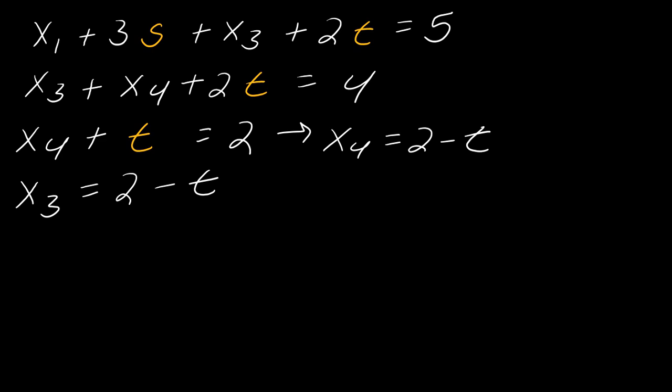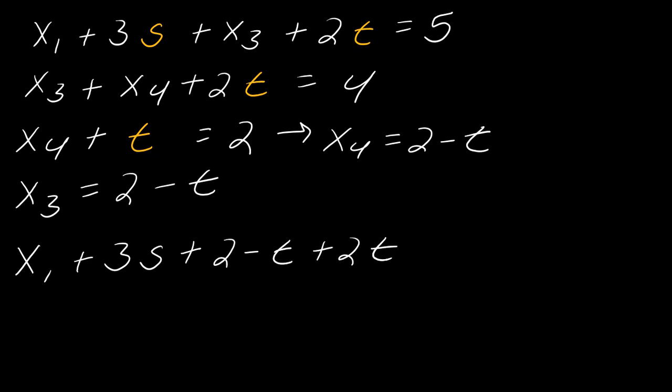Okay, so I just moved my x3 up so I can see it. So now for x1, well, I know what x3 is. It's this here. So I'm going to have now my x1 plus 3. I'm so nervous about making s's look really clear. I should probably choose a different free variable for other videos. So 3s plus 2 minus t plus 2t equals 5.